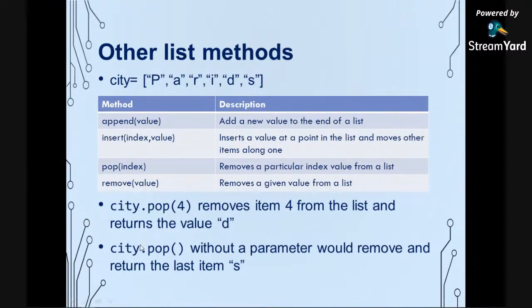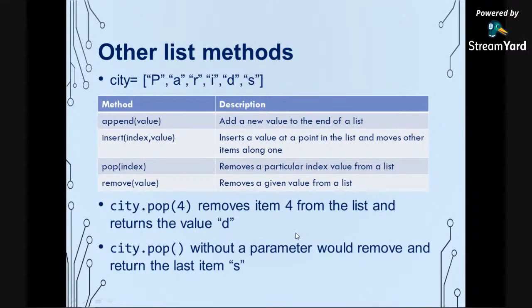But if you just had city.pop without any values in between, if you don't say which item you want, it doesn't remove any particular one. It only removes the item at the end of the list. And it also returns in the same way as before. You can say value equals city.pop, and value would become S in this example here. Remove value, you could say remove D, and it would remove that value from the list.